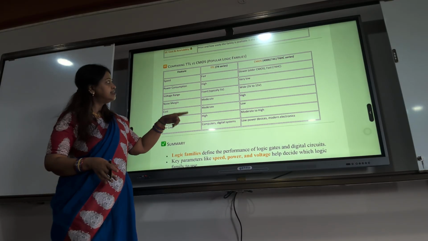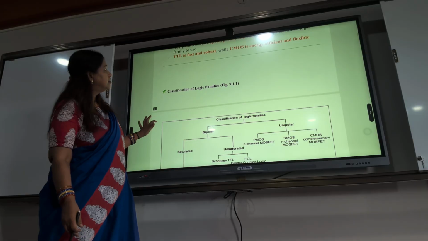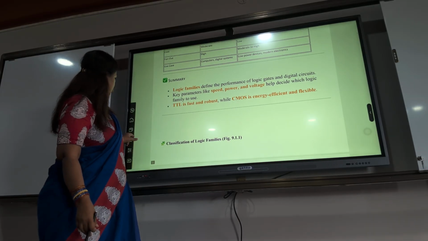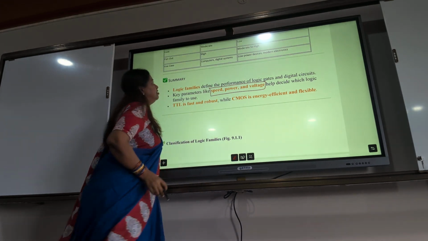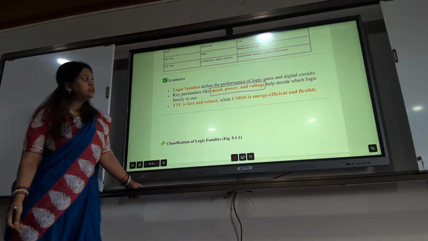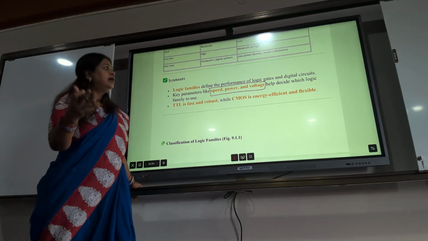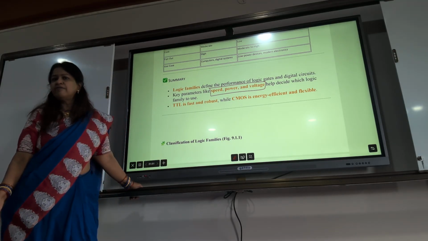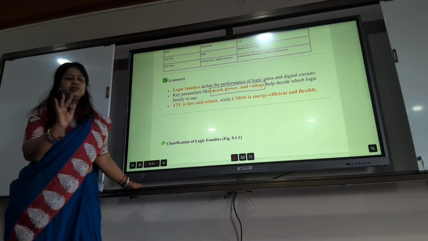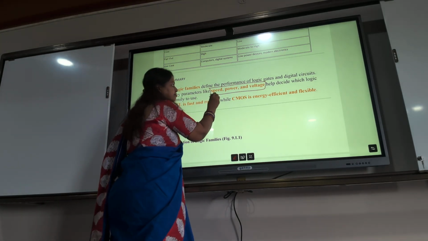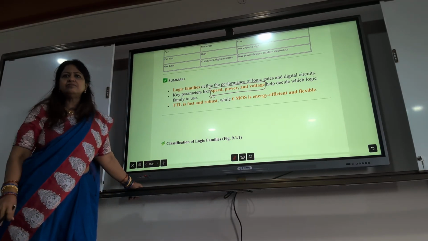So this is the comparison between the CMOS and TTL. So mainly you want to remember speed, power, voltage. Logic families define performance of logic gates and digital circuits, and mainly they differ with the speed, power, and the voltage. Voltage levels of high and low, how much speed it will be, or how much power it will consume. These are the three very important. If you remember these three words, that's all. Write and underline.